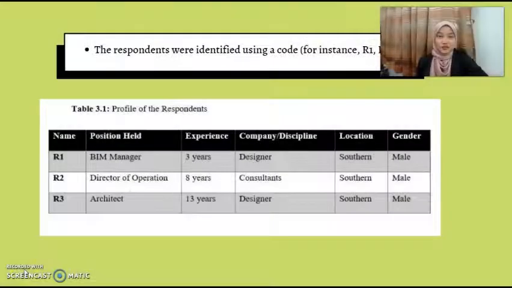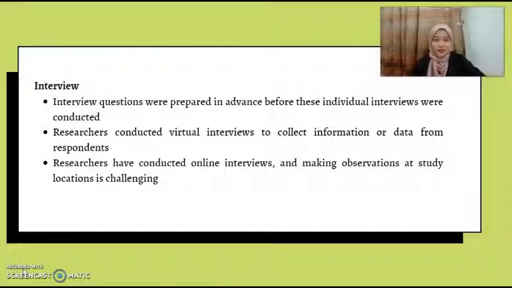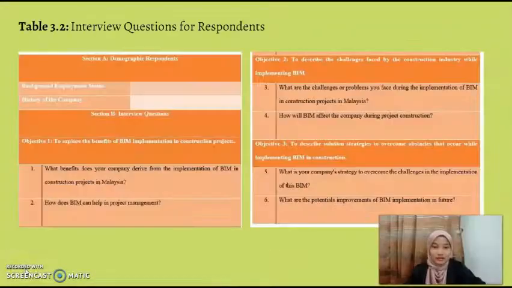Five respondents were identified as suitable and a call was made to them 2 weeks before the date of the interview. However, due to time availability, only 3 people agreed to be interviewed. Instead of names, a code, for example R1 and R2, was used to identify the respondents. As you can see here, this is the profile of the respondents. Interview questions were prepared in advance before the individual interviews were conducted. So this is the interview question for the respondents.